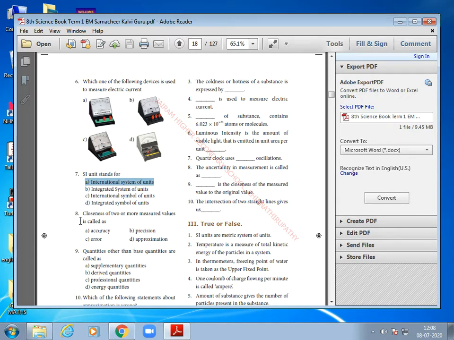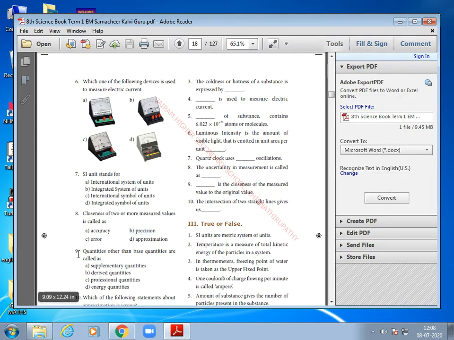Next, eighth question. Closeness of two or more measured values is called what? Precision. Closeness of two or more measured values is called precision. Okay, this is the right answer.